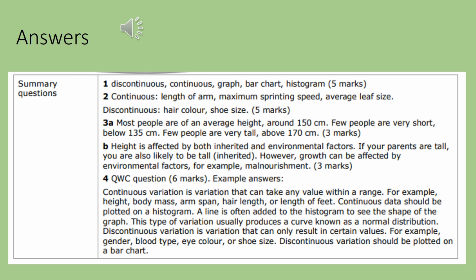Discontinuous variation is a variation that can result in certain values. That would give you 1 mark. And then for the discontinuous variation, saying that it's plotted on a bar chart would give you another mark. And if you've given examples for one or both of them, you'd get that 6th mark.